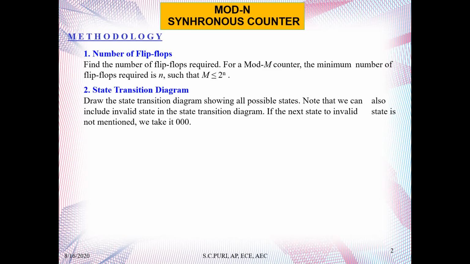Second is the state transition diagram. Now draw the state transition diagram showing all possible states. Note that we can also include invalid states in the state transition diagram. If the next state to an invalid state is not mentioned, we take it as 0, 0, 0. So if it is a mod 3 counter, it will be 0, 1, 2 and again 0.